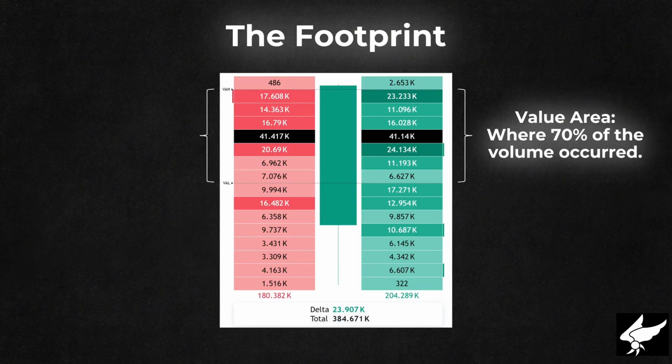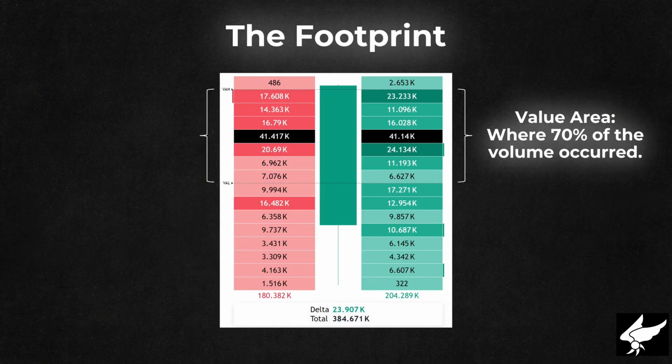The high volume node is simply the peak of the distribution within the value area. The limits of the value area are displayed as VAH, which means value area high, and VAL, which means value area low. This is the same idea of the volume profile, but instead of measuring the volume distribution in a series of candlesticks, the footprint shows the volume distribution within the candlestick.